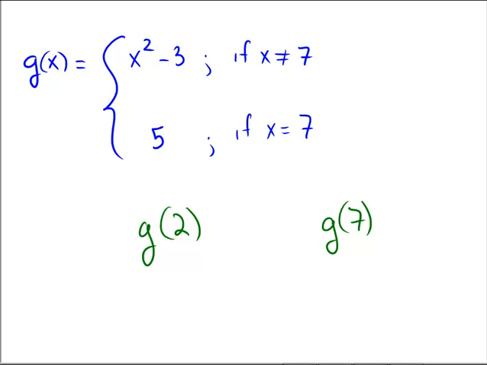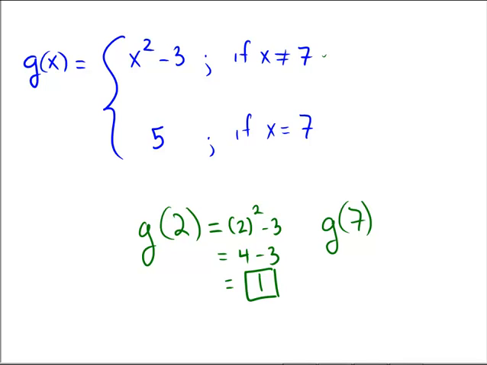g of x equals this piecewise function, and first of all let's evaluate g of 2. The first rule says that we're going to follow the top if the number we put in is not equal to 7. Well, 2 is not equal to 7, so I'm going to follow the top rule. The top rule says take your number and square it, minus 3. 2 times 2 is 4, 4 minus 3 gives me 1. So g of 2 is equal to 1.